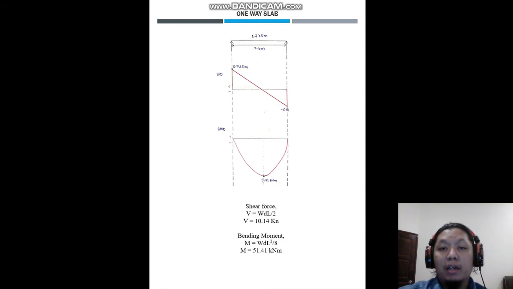And this is the shear force diagram and the bending moment diagram for our one-way slab. So the shear force with this formula WDL over 2, we get 10.14 kilonewton. And for the bending moment, we get from this formula, which is M equal to WDL square over 8, and then we get 51.41 kilonewton meter.